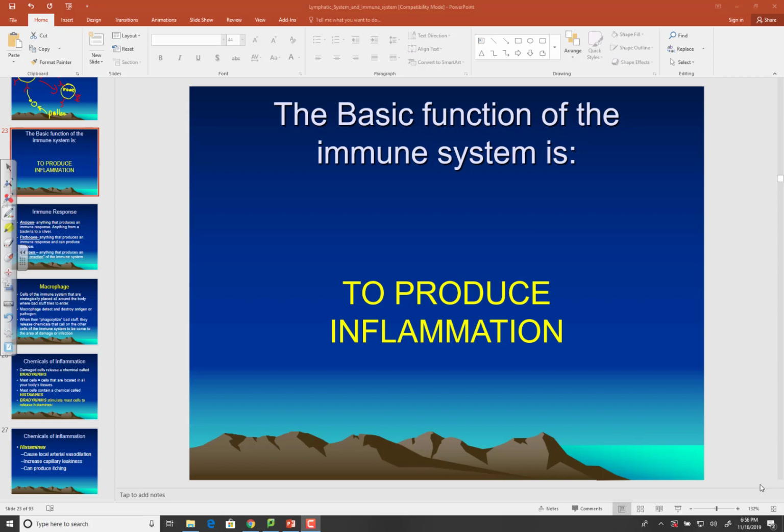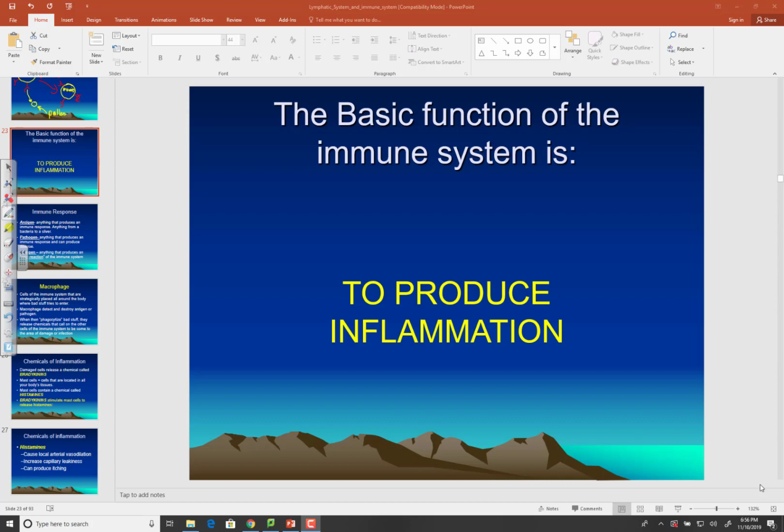So, inflammation is one of the basic functions of your immune system. It's kind of rudimentary, right? You've got other more sophisticated ways to protect you: white blood cells, antibodies, all that good stuff. But what I want to talk about today is how the body produces inflammation, and then some of the medications that are used to treat inflammation, just to give you an idea of how they work, all right?